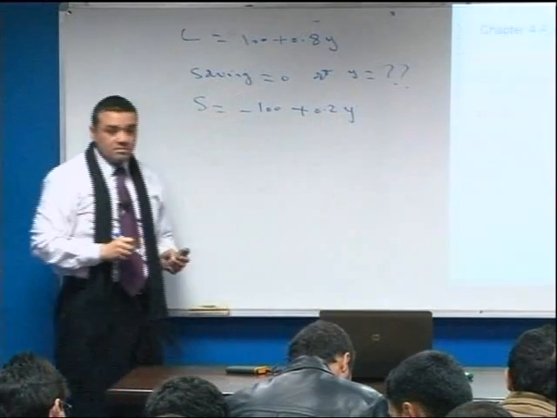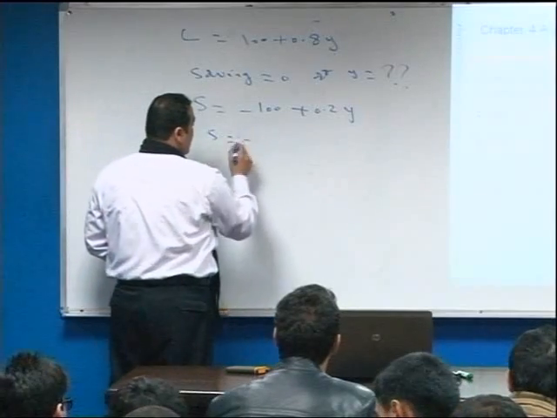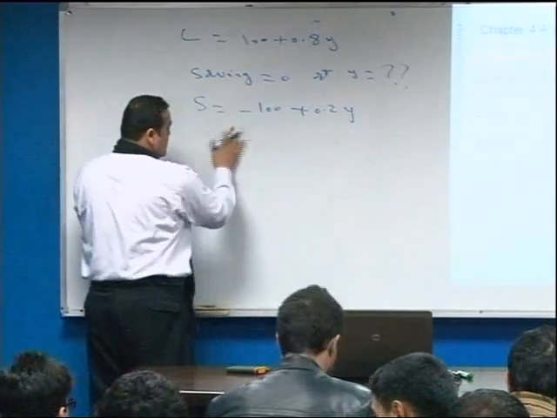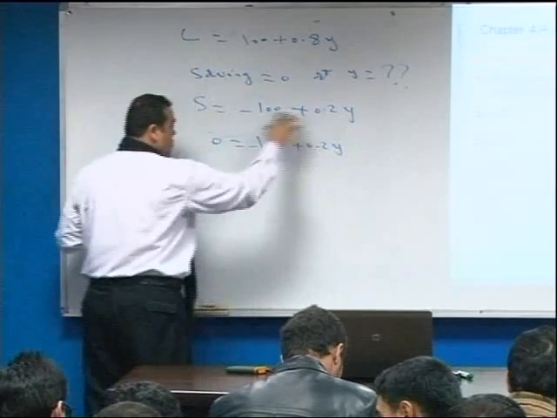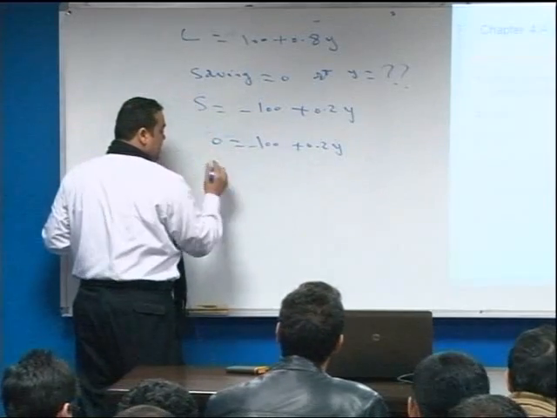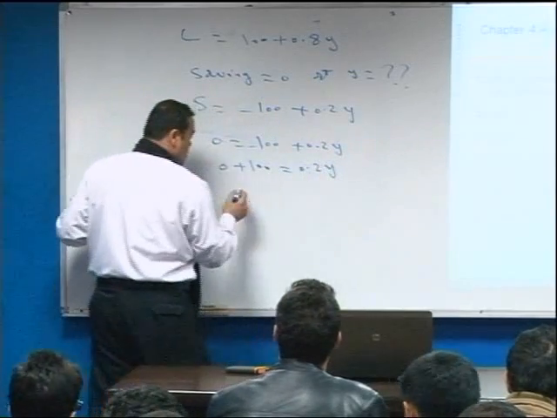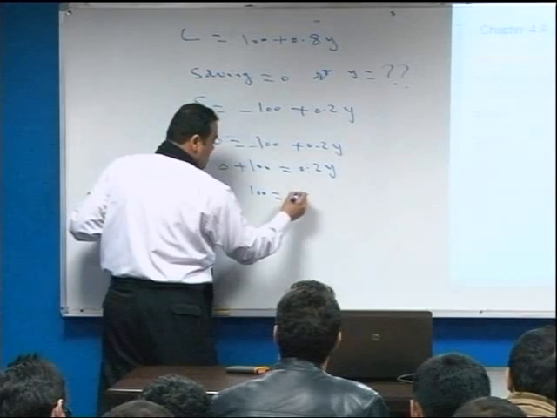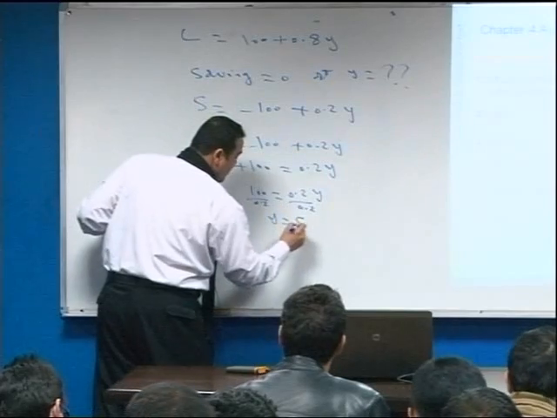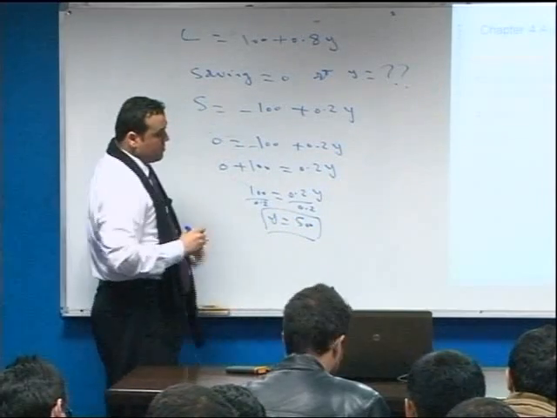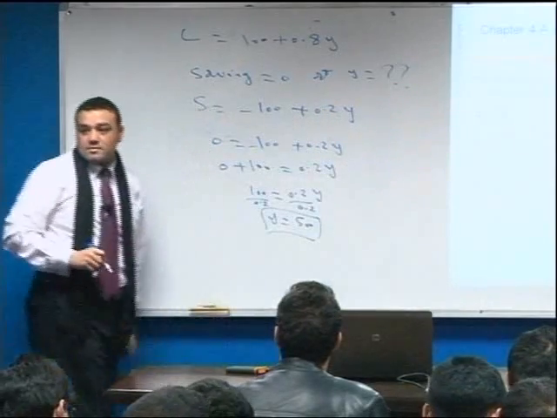Right? Or 0.2Y, correct or not? So at saving equals 0, we have 0 equals minus 100 plus 0.2Y. So 0 plus 100, exactly, 0 plus 100 equals 0.2Y. So 100 equals 0.2Y, so Y equals 100 over 0.2, which equals 500. Do we have an answer? Yes, 500. Right?